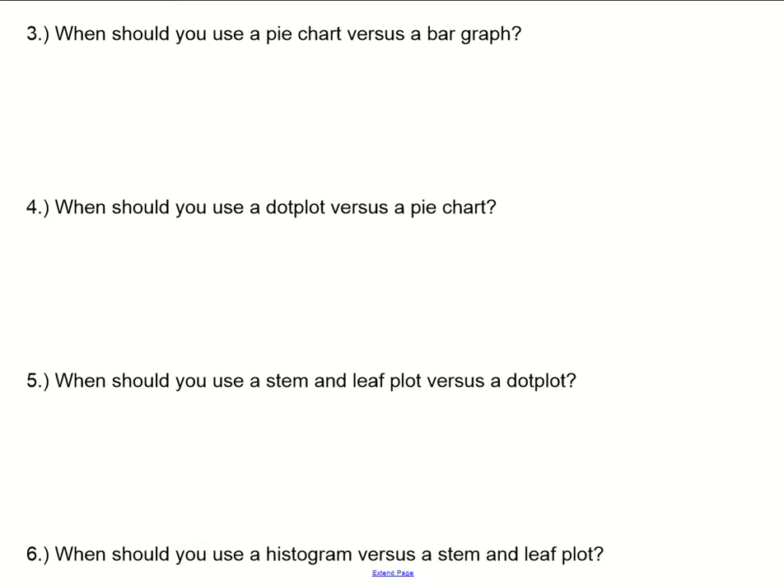So the next question they ask is, when should you use a pie chart versus a bar graph? And so this one makes you have to pause and think a little bit. So if we think about a pie chart, how many variables are in a pie chart? Well, there's one. We're comparing the parts of a whole. And in a bar graph, we have a bunch of different variables that we're measuring or comparing. So we use a pie chart when we only have one variable, and we want to compare the parts of a whole.